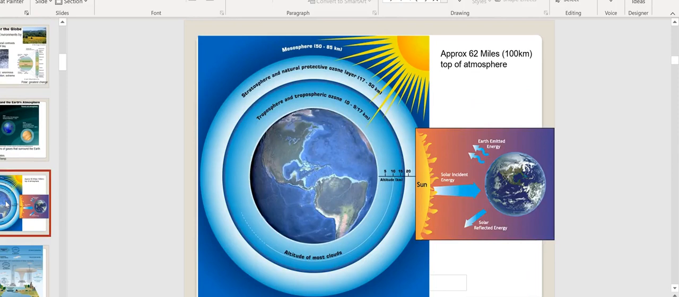And we're going to start talking about the different layers of the atmosphere. The first layer that we have, the layer that we live and breathe and spend most of our life in, is what we call the troposphere. The next layer out we call the stratosphere. And in between the troposphere and the stratosphere, we have a boundary, and it's called the tropopause.